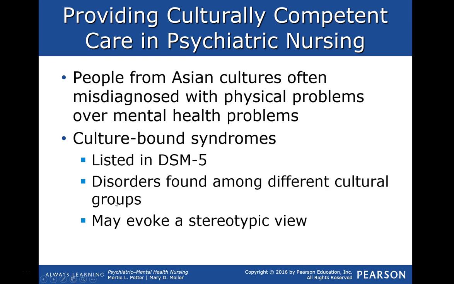So let's move on into culture, providing culturally competent care in the psychiatric nurse. Again, the first part of Chapter 5 just deals with culture in general. You should have got that in 101, so I'm not going to dive back into that. But if you do need to review that, please feel free. Providing culturally competent care in psychiatric nursing. Different cultures look at mental health different ways. It's very stereotypical, and we need to understand that.